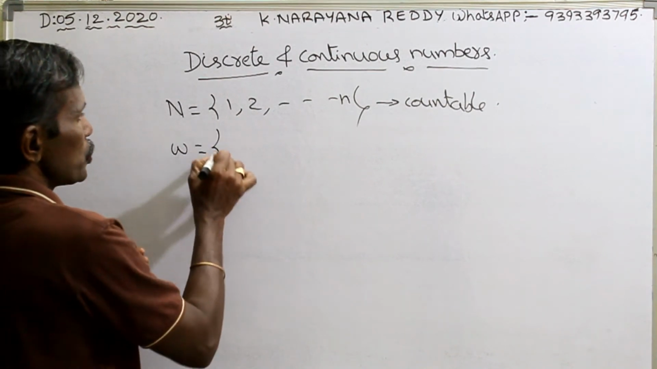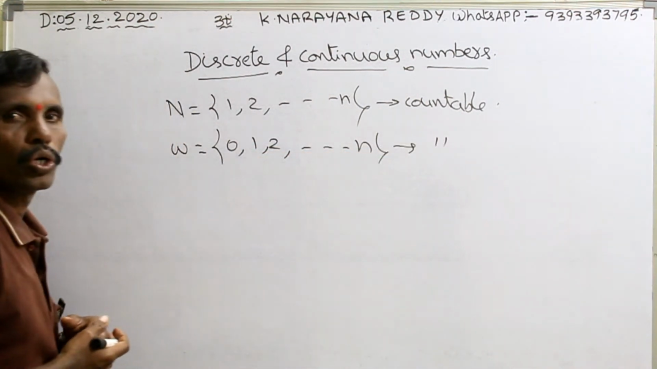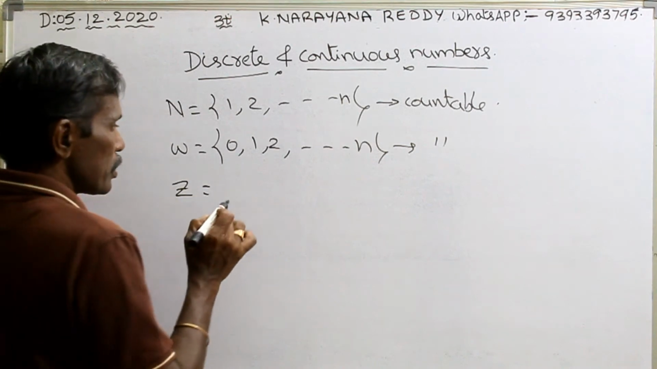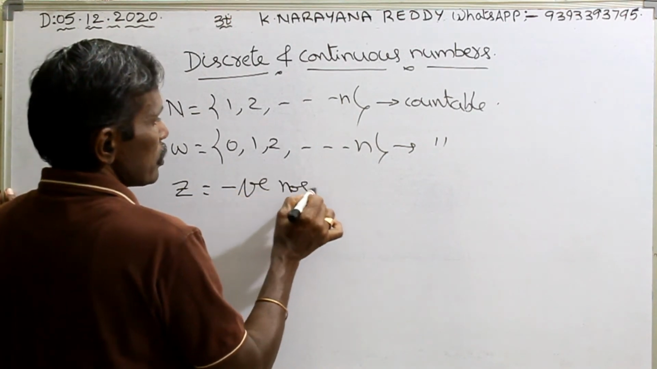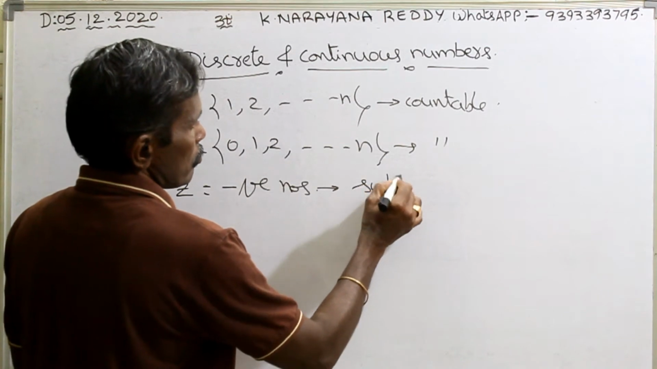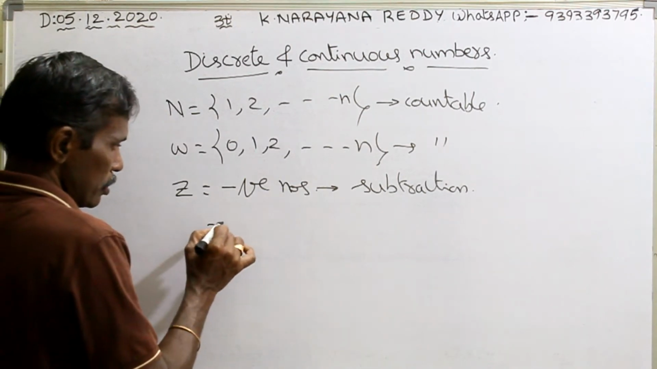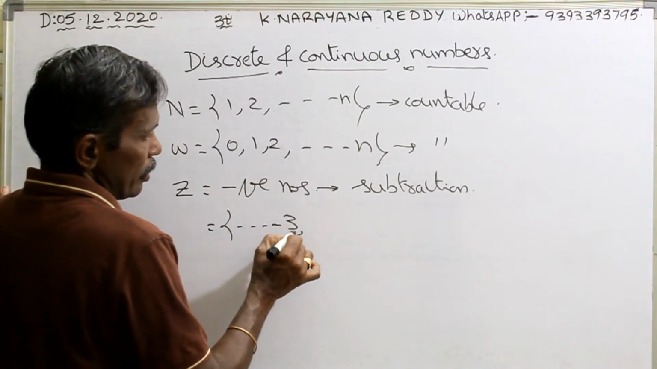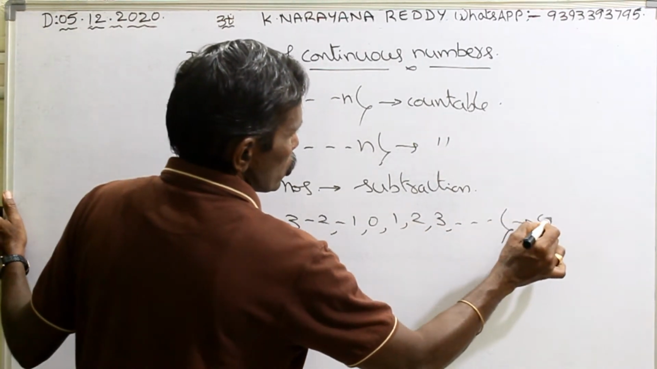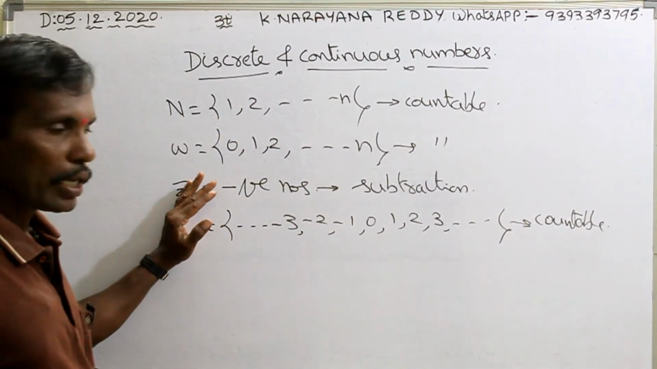Next one is whole numbers. Those numbers are also countable. Next one is integers. Integers contain negative numbers. Why are we using negative numbers? For subtraction. So these numbers are generally minus 3, minus 2, minus 1, 0, 1, 2, 3. These numbers are also countable.